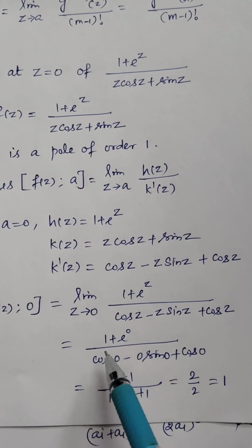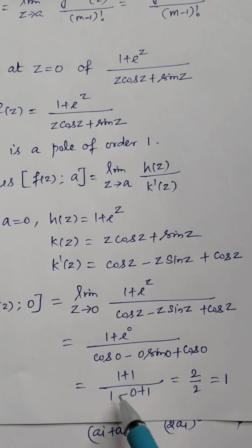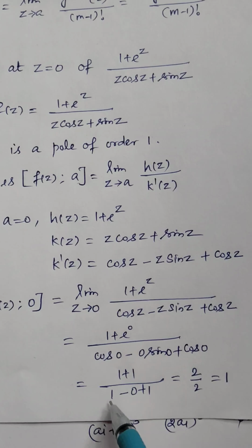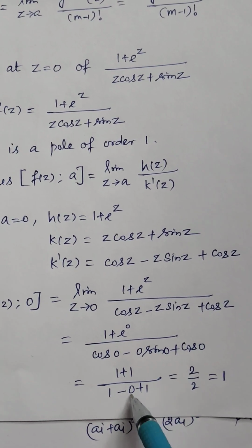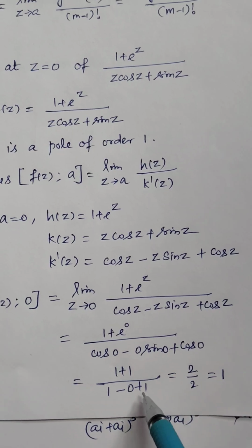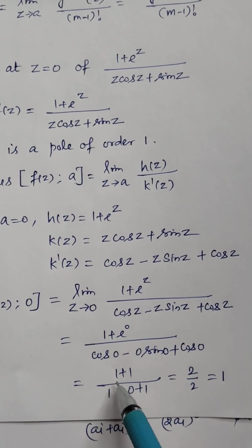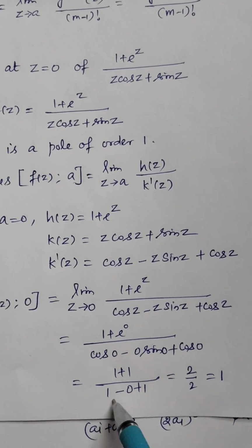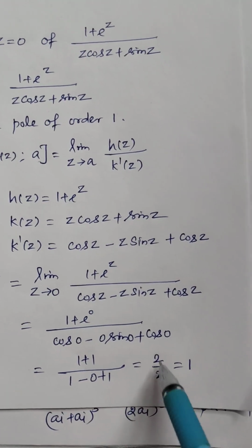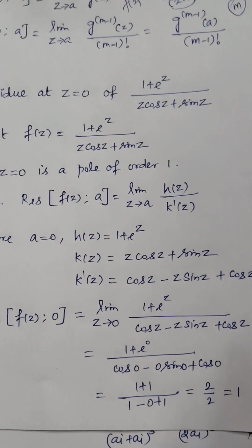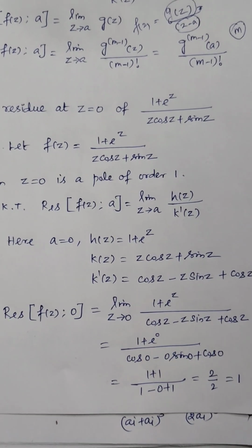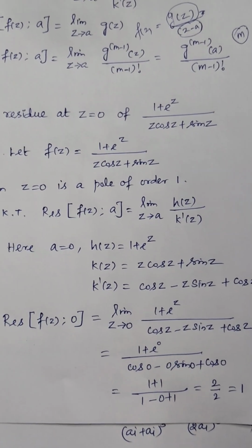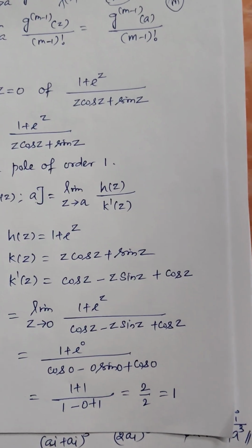Which is equal to 1 plus e power 0, which is 1, divided by cos 0, which is 1. So 0 sin 0 is 0, so 0 into 0 is 0, plus cos 0 is 1. So the numerator is 1 plus 1, which is 2. The denominator is again 1 plus 1, which is 2. So 2 by 2 is equal to 1. Hence the residue of the given function at the pole z equal to 0 is 1.